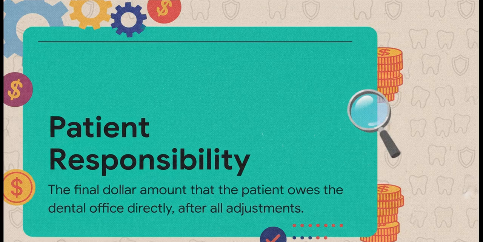And all of this, the allowed amount, the deductible, the coinsurance, it all leads to this: patient responsibility. This is the big one. It's the bottom line, final number that the patient actually owes our office. Getting this number right and being able to explain it, well, that's really the heart of your job.